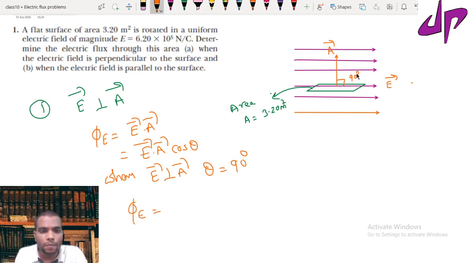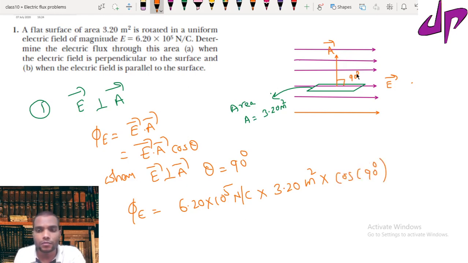Now it's easy. You can substitute the given values. Electric field is 6.20 times 10 power 5 Newton per Coulomb times area 3.20 meter square times cos 90. So cos 90 value will become 0. So electric flux phi equals 6.20 times 10 power 5 Newton per Coulomb times 3.20 meter square times cos 90 value 0. The flux in the first case will become 0.